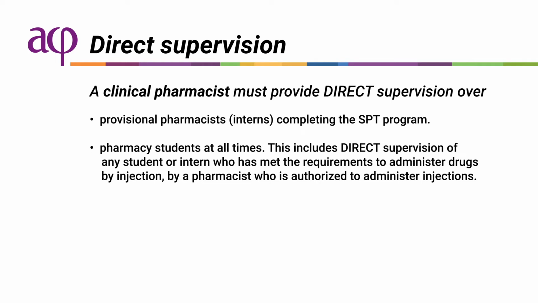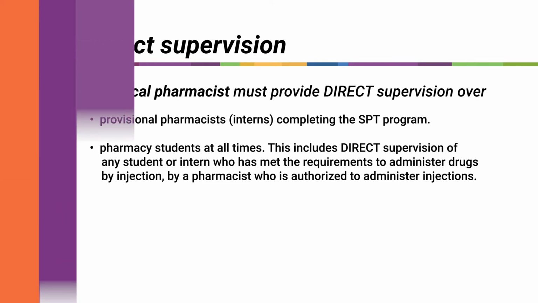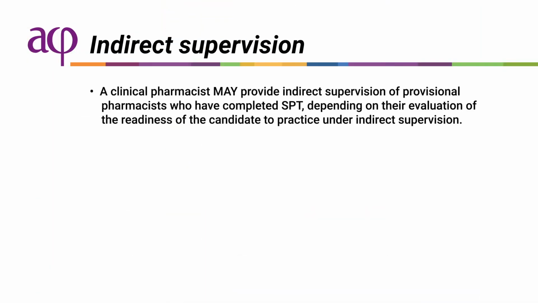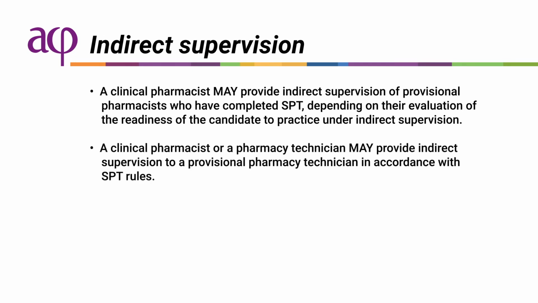So when is indirect supervision permitted? A clinical pharmacist may provide indirect supervision of provisional pharmacists who have completed the structured practical training program, depending on their evaluation of the readiness of the candidate to practice under indirect supervision. A clinical pharmacist or a pharmacy technician may provide indirect supervision to a provisional pharmacy technician in accordance with structured practical training rules. Okay, great.